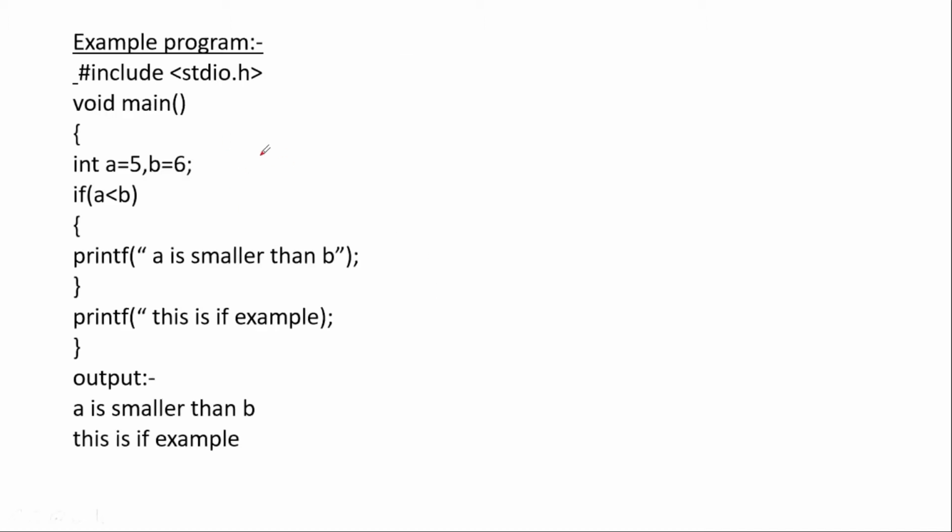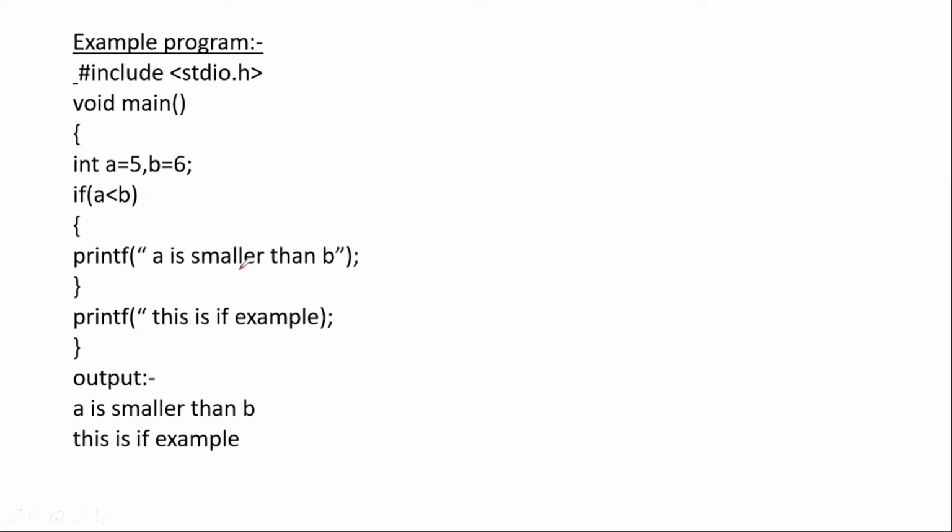This is the example of simple if. So here I have taken two integer variables, a is equal to 5 and b is equal to 6. Now here I am checking whether a is less than b, that means 5 less than 6. So it checks the condition, and if this condition is true, then this printf statement will be executed, or else it will come out of this block and the remaining statements which are outside the if block will be executed. Now 5 is less than 6, the condition is true.